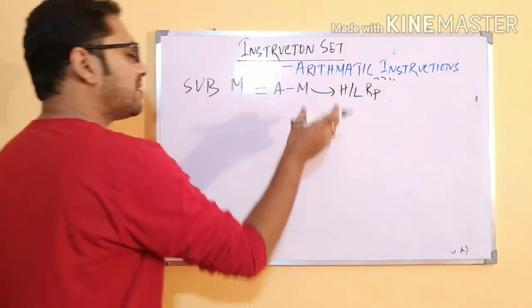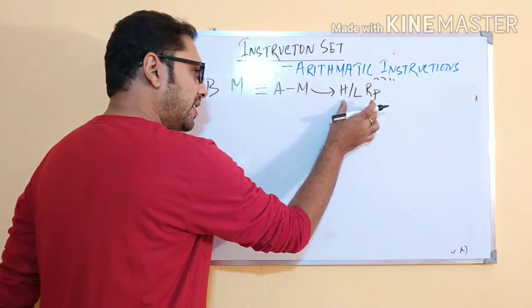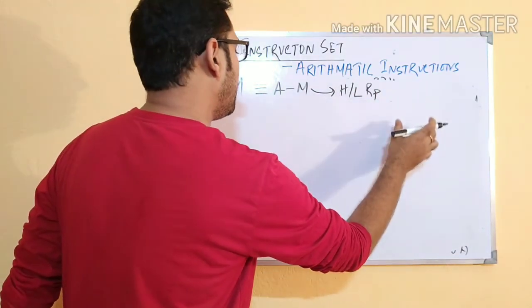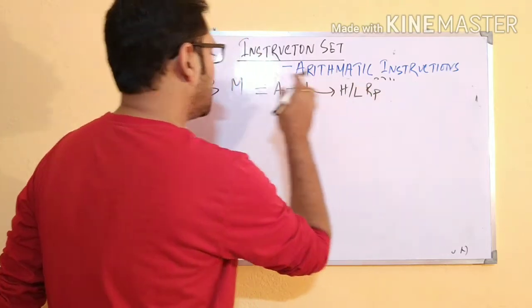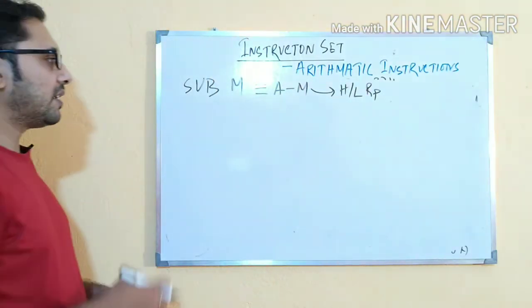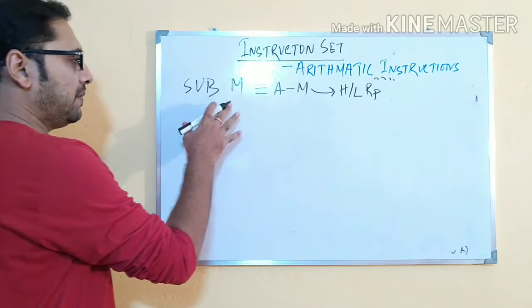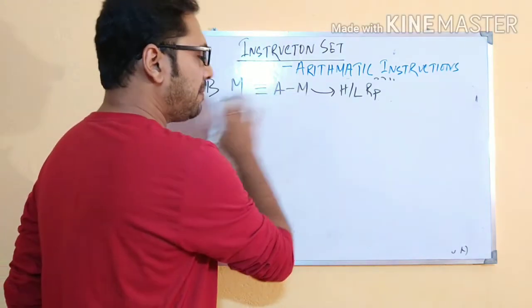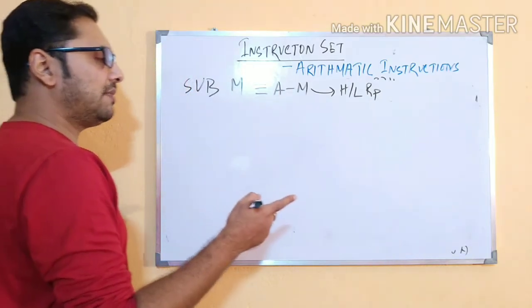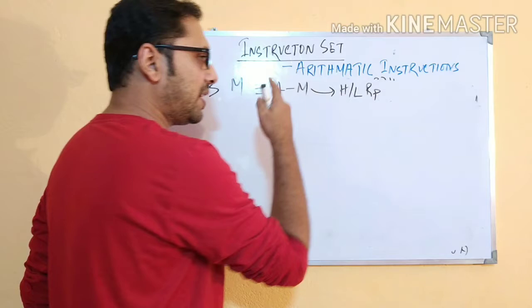So the content of the HL register pair will be once again treated as a memory address. From that memory address, whatever 8-bit data we get will be directly subtracted from the content of the accumulator. I'm repeating it once again. SUB M means I want to perform A minus M. The question is, what is the value of M here? The answer will be given by the content of the HL register pair.